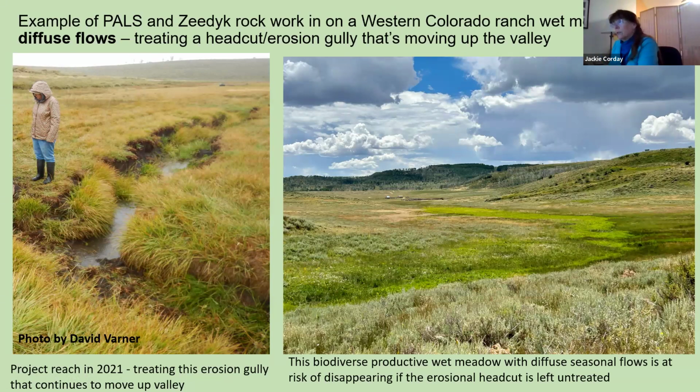It was an erosional feature. So this is not even a stream. What this looks like just upstream from this is this beautiful mesic wet meadow. And now this erosional head cut is moving down, destroying this. And so it's really important to do that analysis. What is it that you're dealing with?